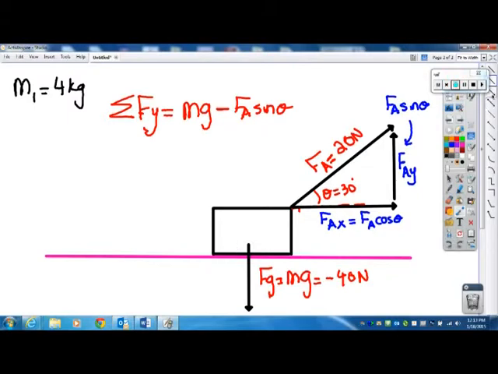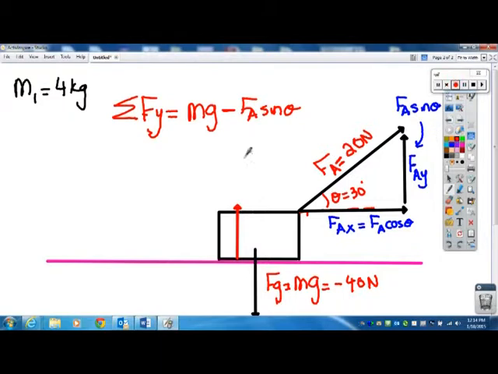So the arrow is supposed to be pointing upwards. Let's give it a different color. So the normal force that the surface is exerting on the box is simply going to be mg minus FA sine theta.